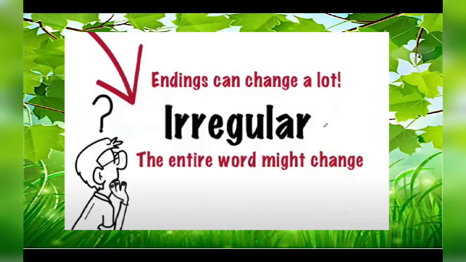Now, let's just move towards irregular verbs, okay? In irregular verbs, endings can change a lot. The entire word might change, okay? Like in regular verbs, we just add D and ED for making the second form of the verb, right? But in irregular verbs, the entire word might change, and the endings can also change a lot. Now let's just see how.